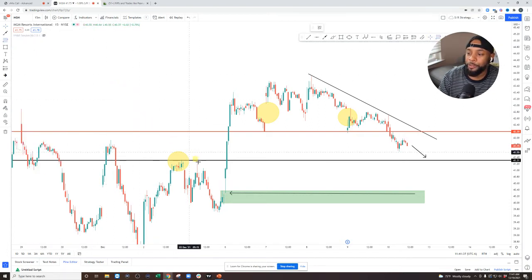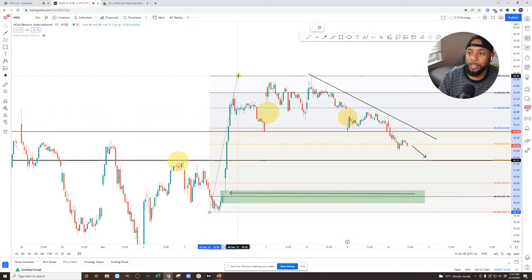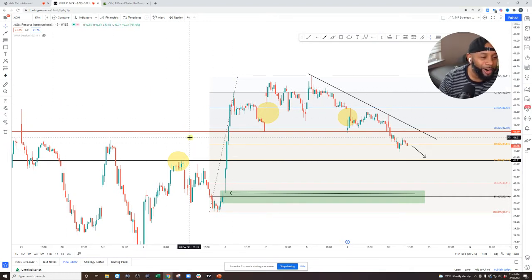So I'm going to bring out the fib tool. And what I'm going to do is I'm going to go from my most recent, type this in the chat, please, my most recent swing low to the most recent swing high. And look at this, ladies and gentlemen. Oh, it's about to get good.